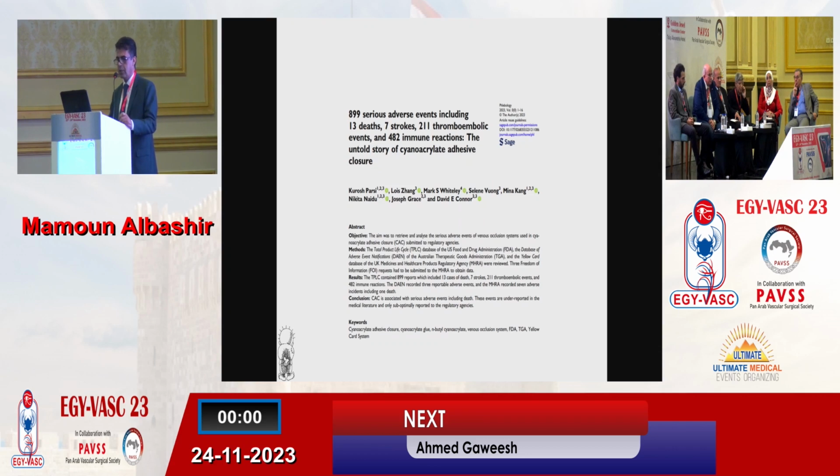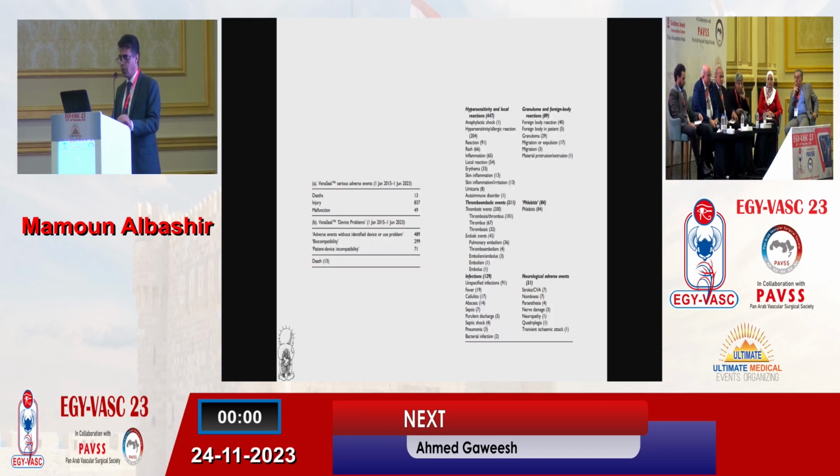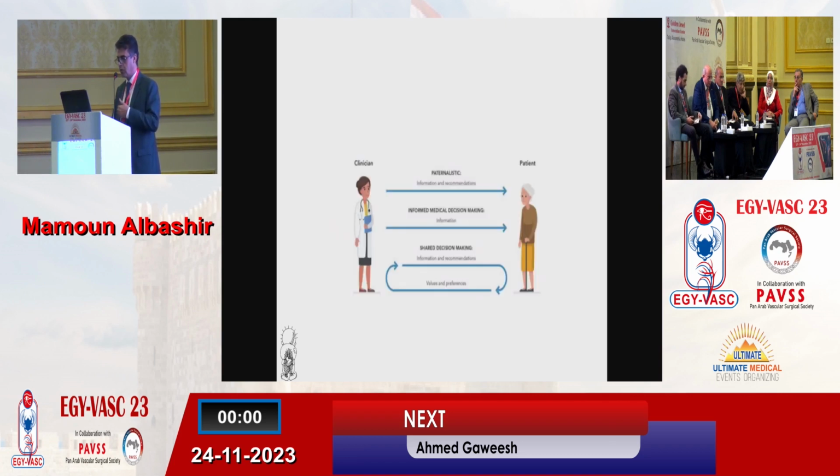It talks about 899 serious adverse events, including 13 deaths, which is quite significant, to be honest. Most of these deaths happen because of anaphylactic reactions. All of these are related to venocele, and it's quite important to be aware of the potential complications. We can go through all these complications, and some of them are quite horrendous, to be honest. They might include a stroke, anaphylaxis and death, DVTs with PEs, et cetera.